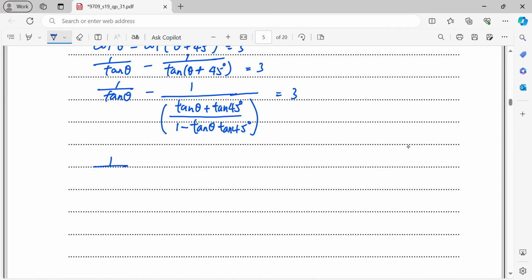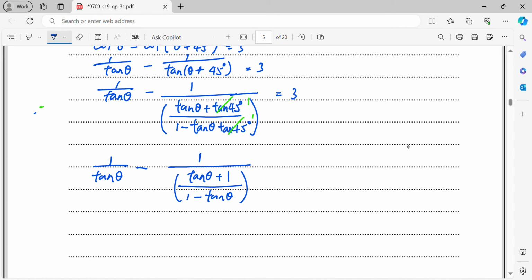Okay, so now I will simplify first. This is going to be 1 over tangent theta minus 1 over, tangent 45 degrees is basically 1. So here I will change to 1. This one I change to 1. That means here you will be getting tangent theta plus 1 over 1 minus tangent theta times 1. That is tangent theta.